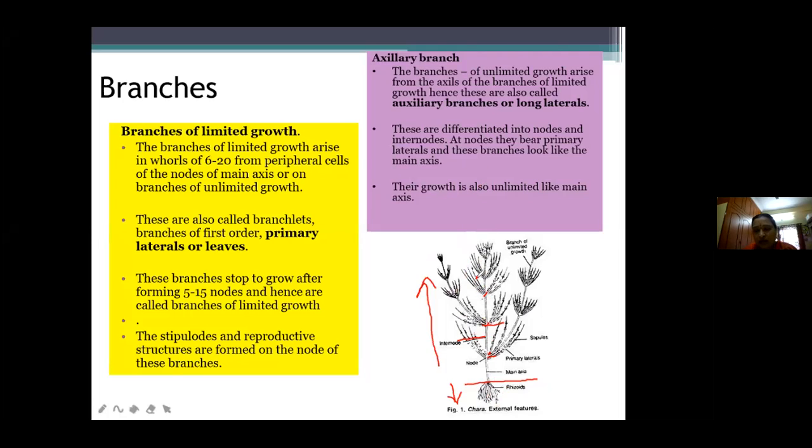The main axis is erect, 20 to 30 centimeters in length. That's why you can observe it directly.